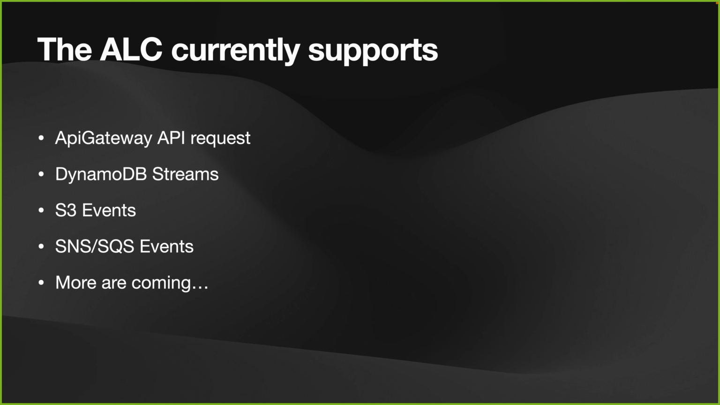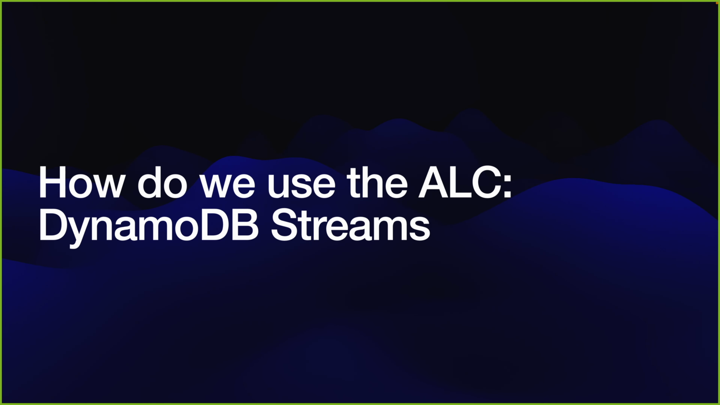So let's talk about probably the easiest, or the least likely thing that people use out of the 4 that we listed so far, and that's DynamoDB Streams, right? And the reason why I chose DynamoDB Streams is because it's pretty easy to cover, and it's our first thing we'll look at. So how do we use the ALC with DynamoDB Streams?